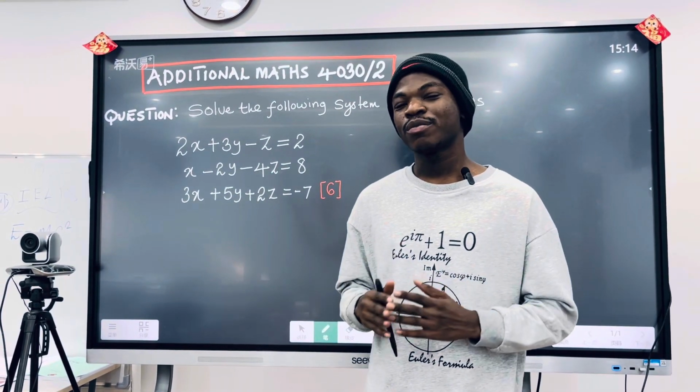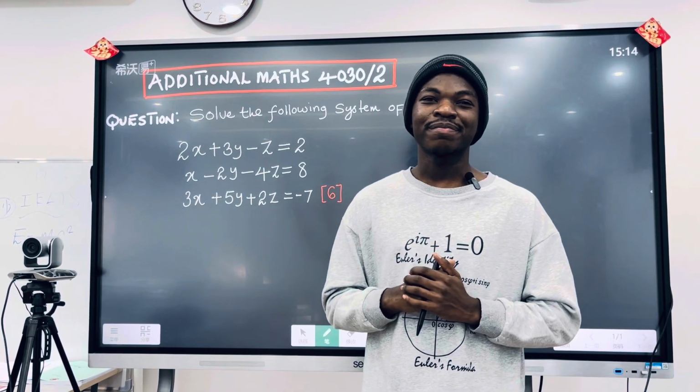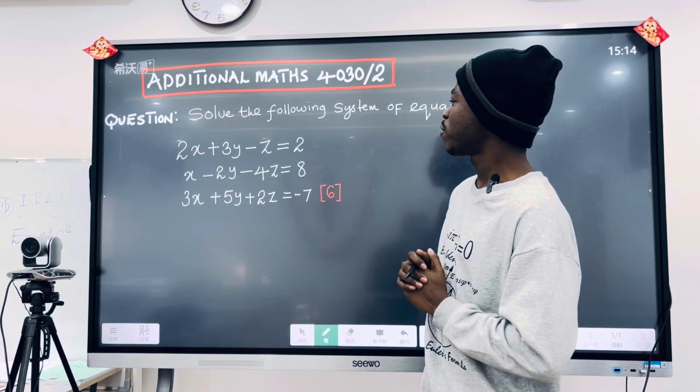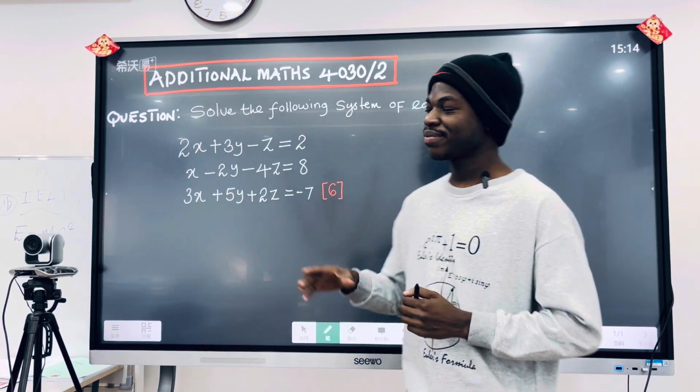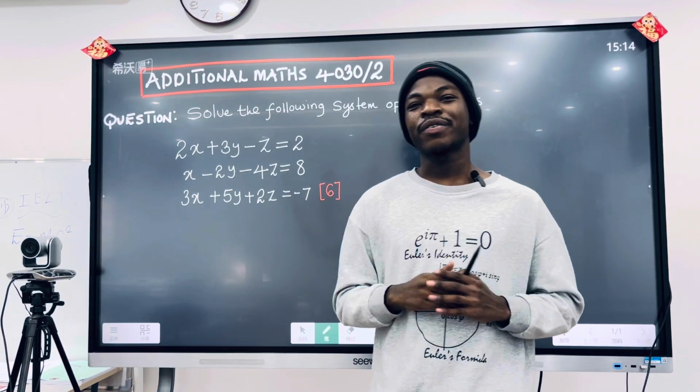In today's session, we want to focus on system of equations. This is additional mathematics. So here is a question on the board. Solve the following system of equations. 6 marks. So what are we supposed to do when we're given such a question?